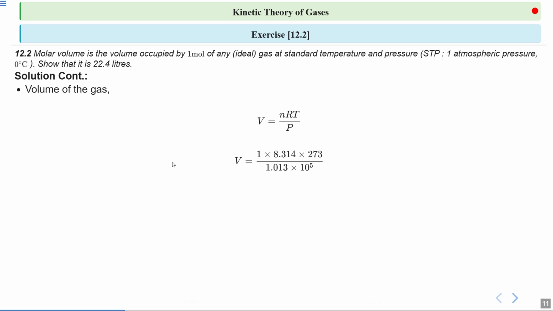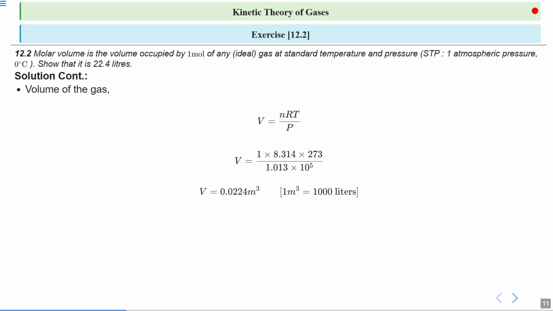So now let's substitute the values into the equation. We have 1 mole of gas, R is 8.314 joule per mole Kelvin, T is 273 Kelvin and P is 1.013 into 10 raised to the power 5 Pascal. This substitution allows us to calculate the volume in cubic meters. After performing the calculation, we find that V equals 0.0224 cubic meters.